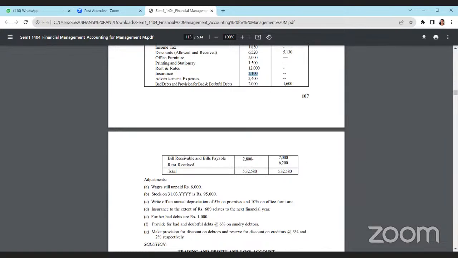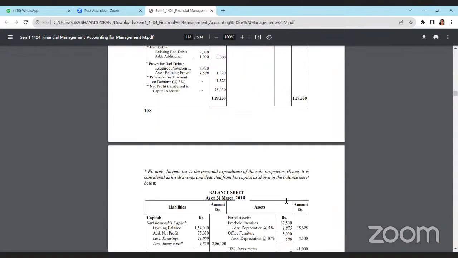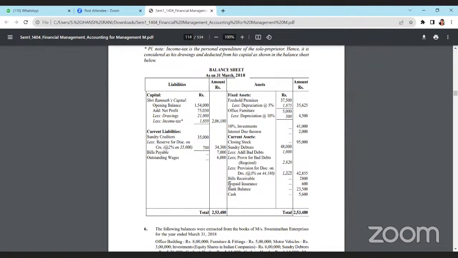Then where is the other effect? Here what we are doing, we are paying in advance. It means the insurance company is due to us. Means it's an asset to us. So we write under current assets, prepaid insurance 600. You can see here, under current assets, prepaid insurance 600. This is the other effect.